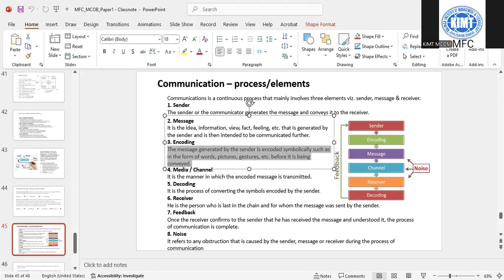Suppose you and I are talking, and in between someone talks about something not relevant to me or to you, which is not relevant to the communication. It refers to any obstruction. It could be anything. If it is not relevant, that is noise. Not relevant to the context of the meeting is noise. It refers to any obstruction that is caused by the sender or receiver in the process of communication.